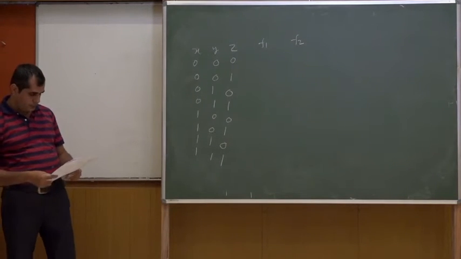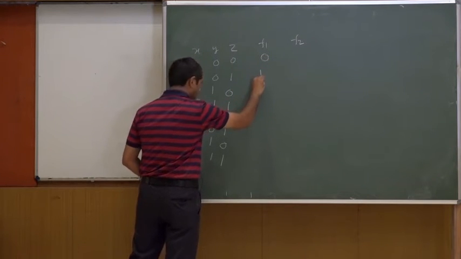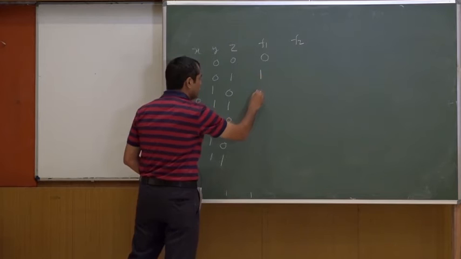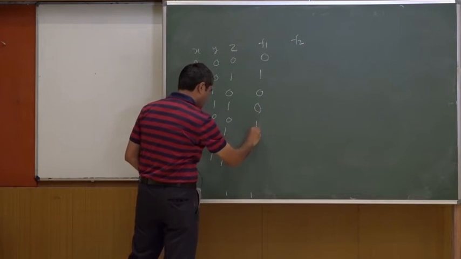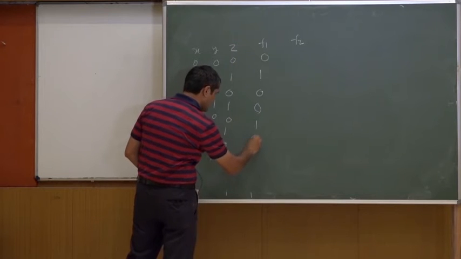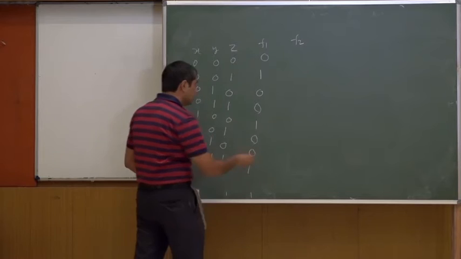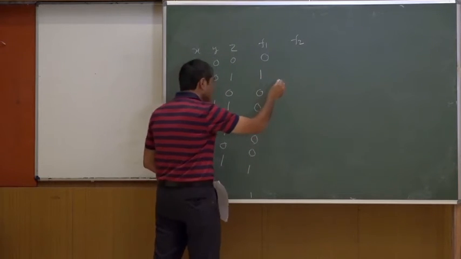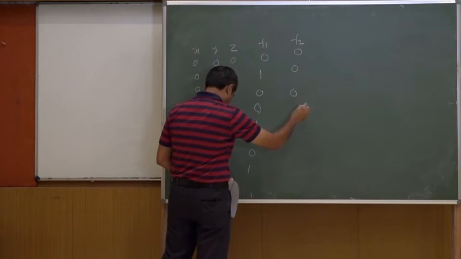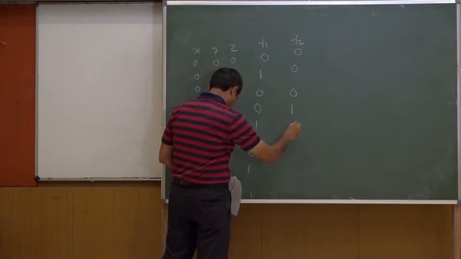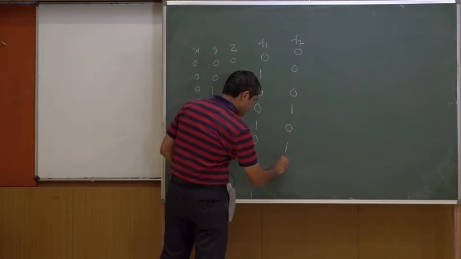0, 1, then 0 0, 1 0 0 1. And for f2 it is 0, 0, 0, then 1, then 0, then triple 1.